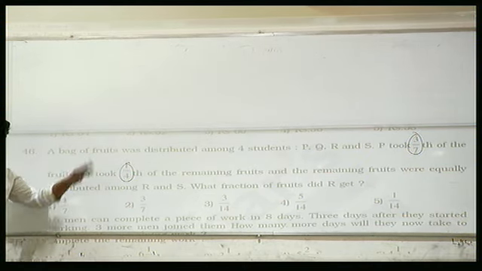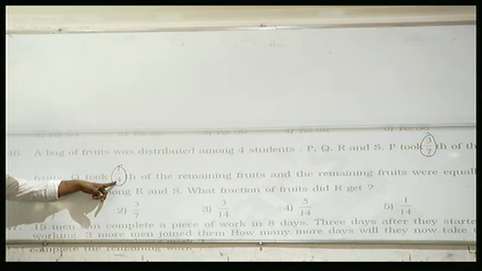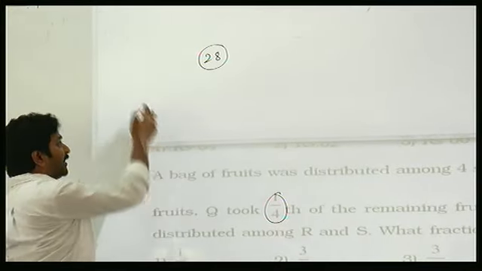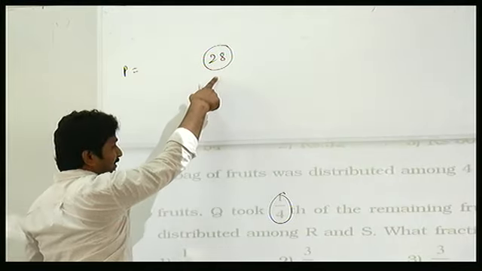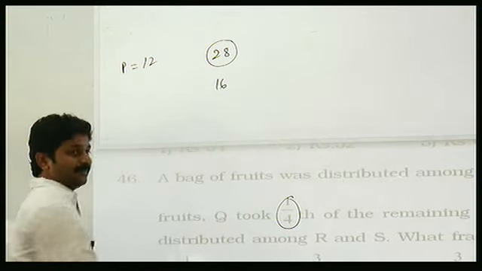What is the importance of these two numbers? Fractions. So how do we eliminate fractions? Taking the LCM of denominators. The denominators are 7 and 4, so the total value is 28. Let's fix the total number of fruits in the basket as 28. P gets 3/7. 1/7 of this number is 4, so 3/7 is 12. Remaining 16.